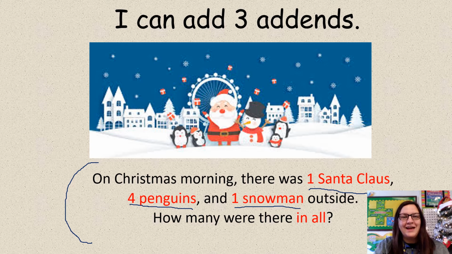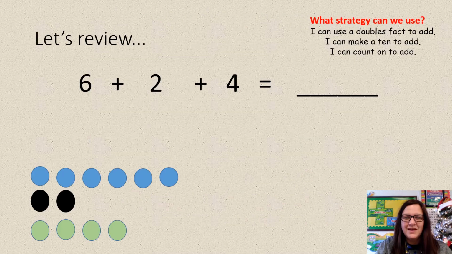Usually, we only have 2 addends that we have to think about, but this math story actually has 3. There's 1 Santa Claus, 4 penguins, and 1 snowman. So we have to know how to add 3 addends before we can solve this math story. Before we begin, let's review.